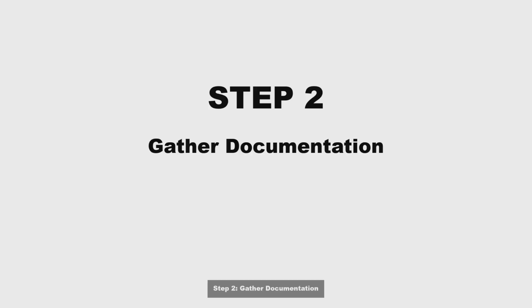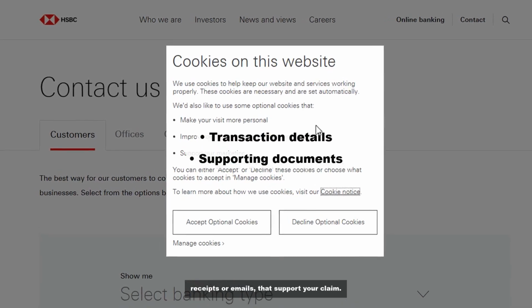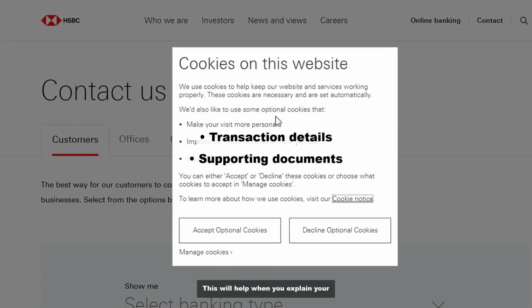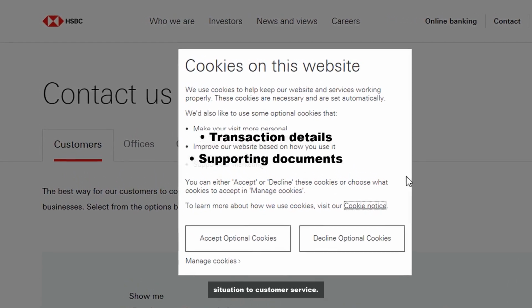Step 2. Gather documentation. Collect any relevant information such as receipts or emails that support your claim. This will help when you explain your situation to customer service.